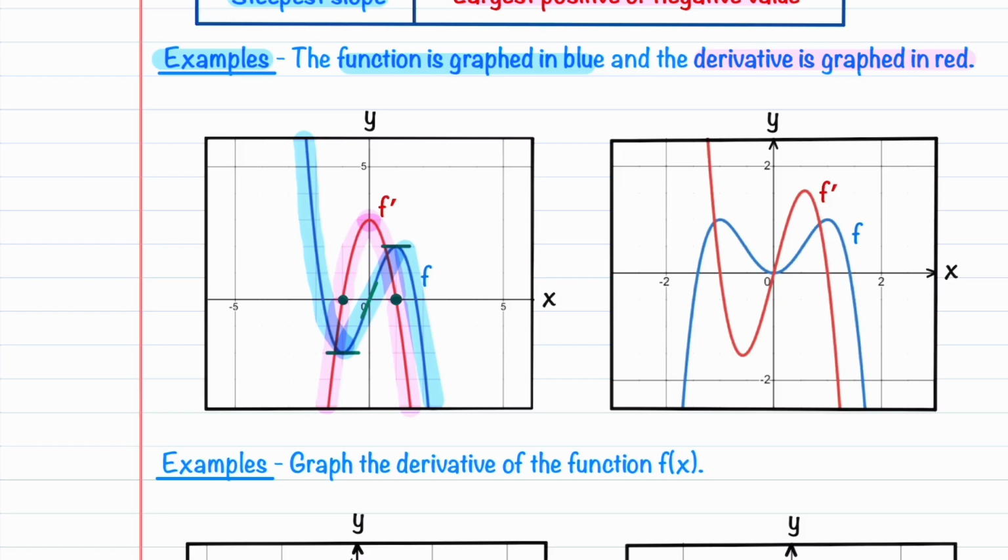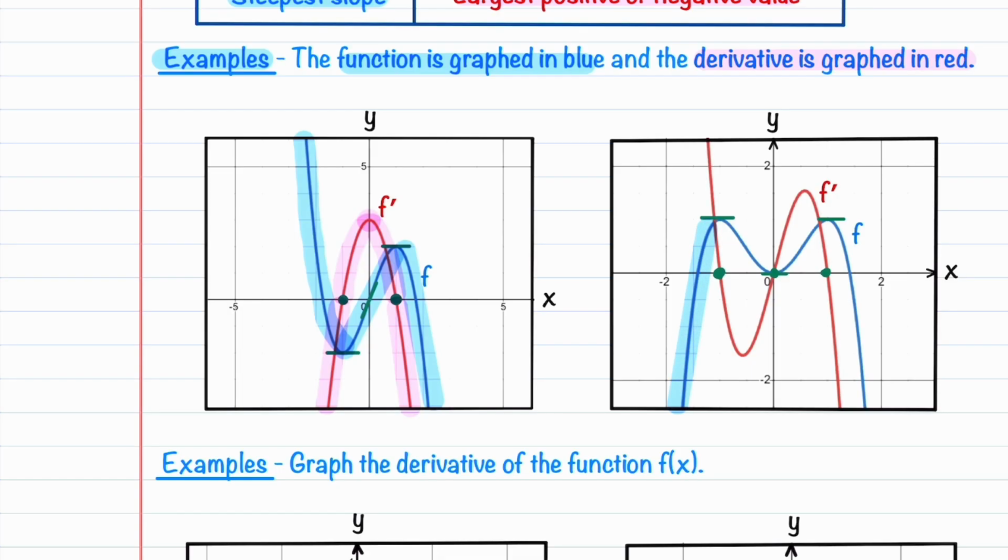Let's now look at the graph on the right. We're going to do something similar. We're going to start by seeing where the function has a slope of 0. Our function has a slope of 0 here, here, and here. And at those points, our derivative is going to be 0. So the derivative is going to be 0 here, here, and here. To the left of our first 0, our function is increasing and has a positive slope.